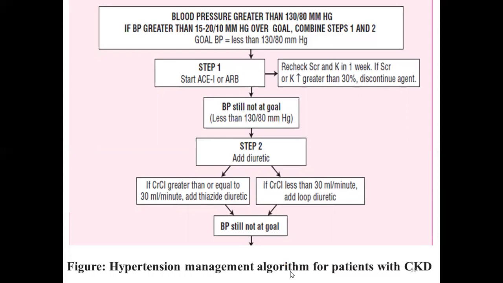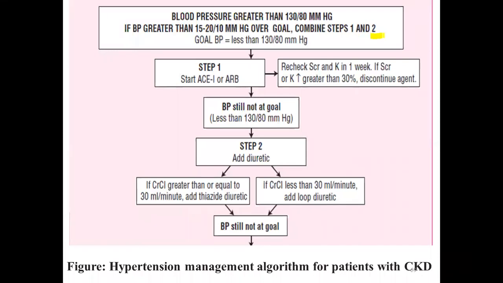So this is the treatment algorithm of hypertension in CKD patients. Our goal is mainly 130 over 80 millimeters of mercury. If the BP is greater than 15 to 20 systolic and over 10 diastolic millimeters of mercury above the goal BP, we need to combine step 1 and step 2.